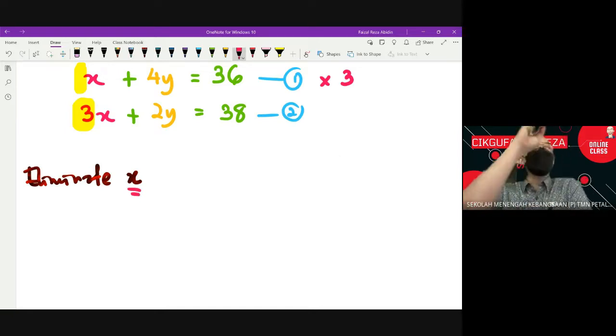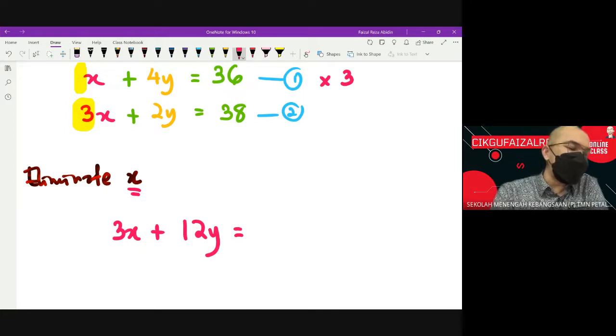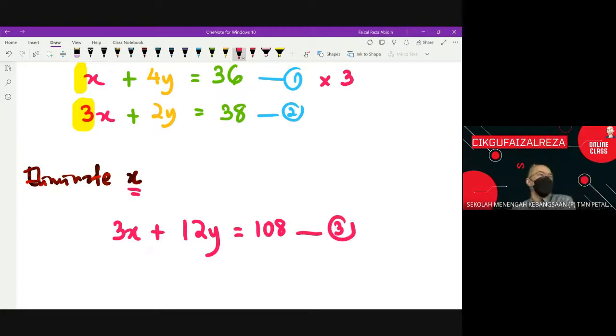So the first equation becomes 3x plus 3 times 4, 12y, isn't it? Equals to 36 times 3. You are going to get 108. So this is going to be your third equation, isn't it? This one from the first equation. From the first equation, you are going to get the third equation.